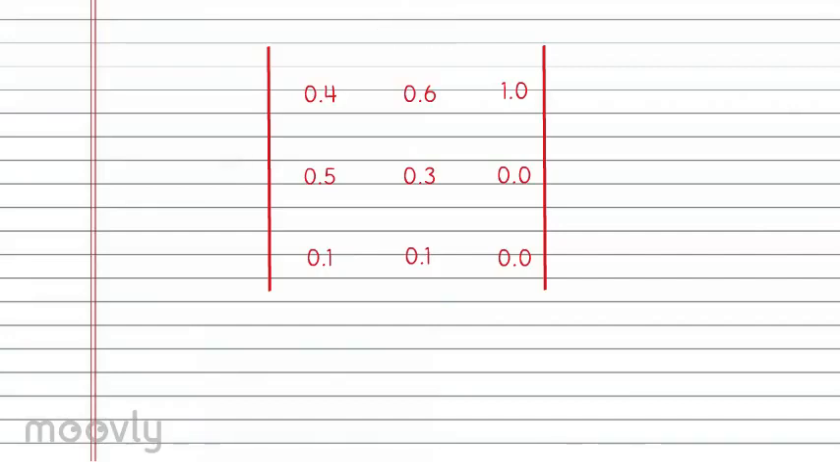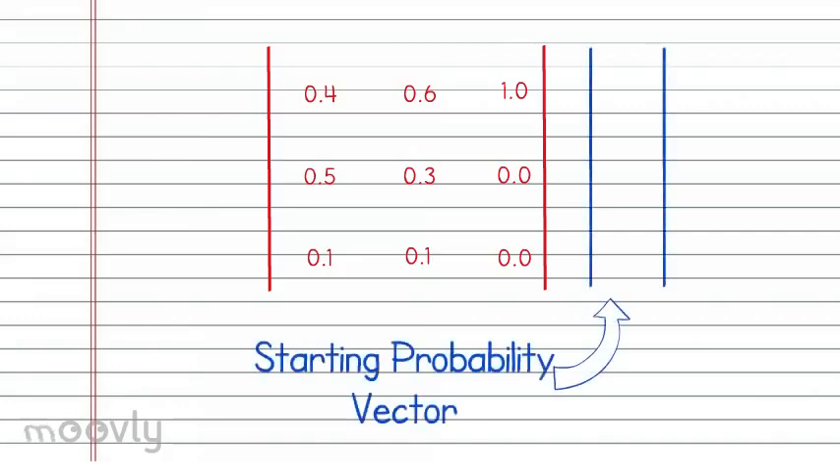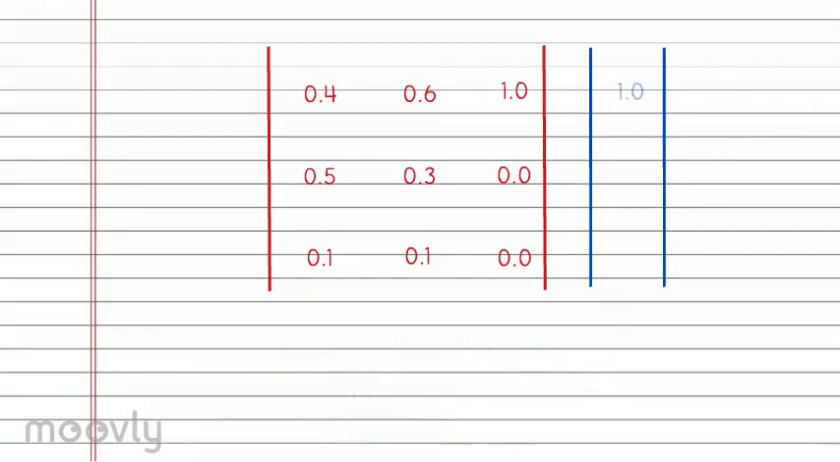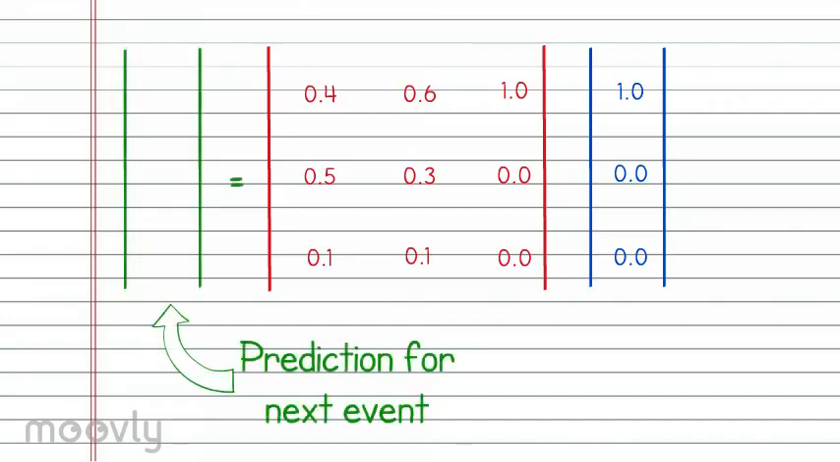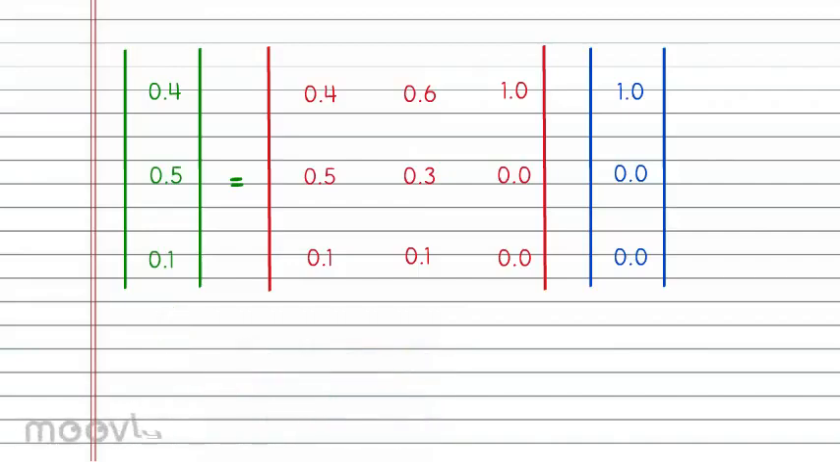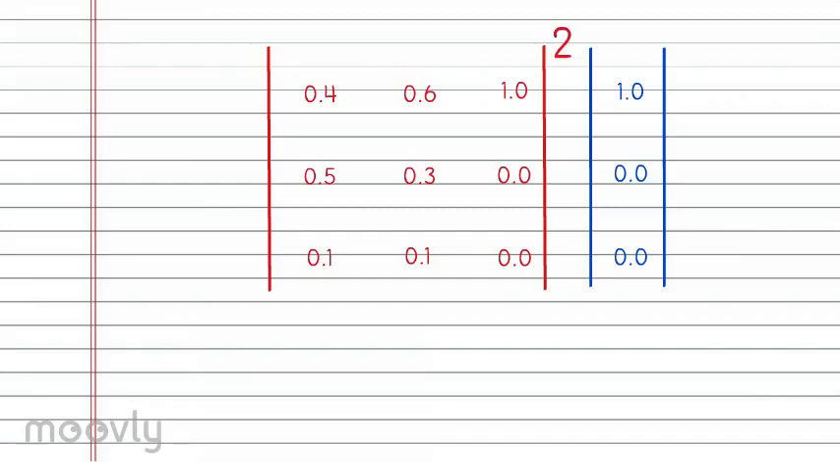Well, first we need a starting probability vector that represents what we know about Romy's starting location. Let's say we know with probability 1 that she starts at home. If we multiply our transition matrix by this starting probability vector, then we get a new vector representing our prediction about where Romy will be 1 event in the future. We can apply the transition matrix again to see where Romy will be 2 events in the future. If we keep multiplying these transition matrices, then we can make a prediction where Romy will be at any time in the future, even if that time approaches infinity.